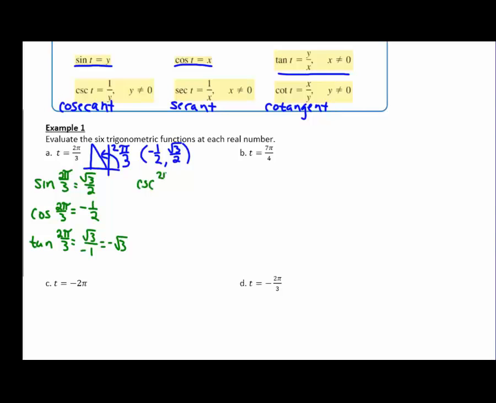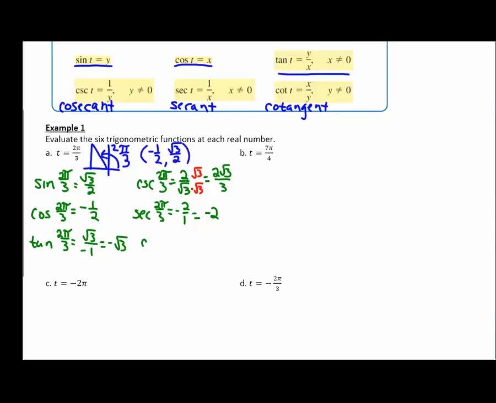So the cosecant of 2 pi over 3 is the reciprocal of whatever sine was, so it's going to be 2 over the square root of 3. Now, we can't have a square root of 3 in the denominator, so we need to rationalize our fraction. So we're going to multiply by the square root of 3 over the square root of 3, and so that will give us 2 square root of 3 all over 3. Then we can take the reciprocal of cosine, which is secant, so secant of 2 pi over 3. And so the reciprocal of cosine is -2 over 1, which is just -2.